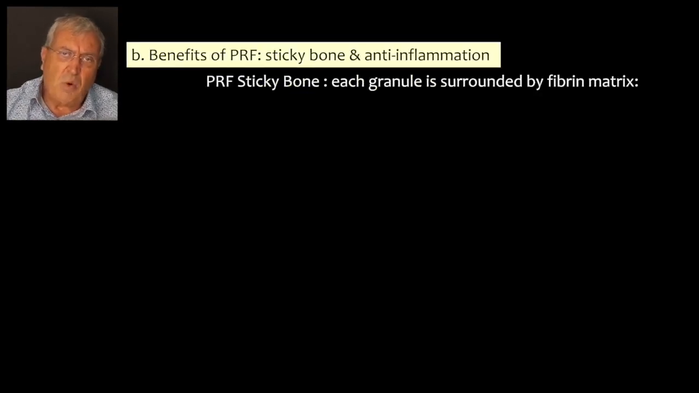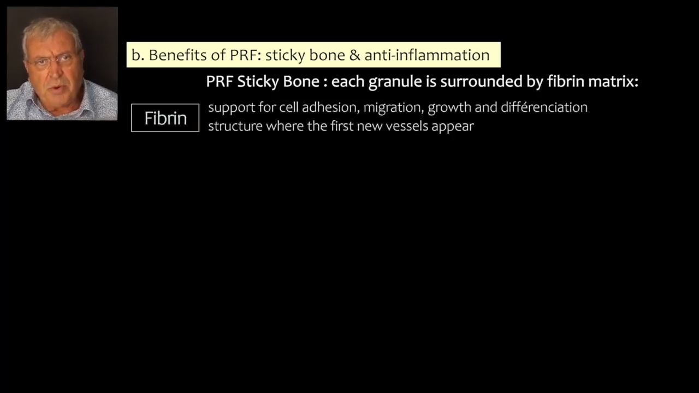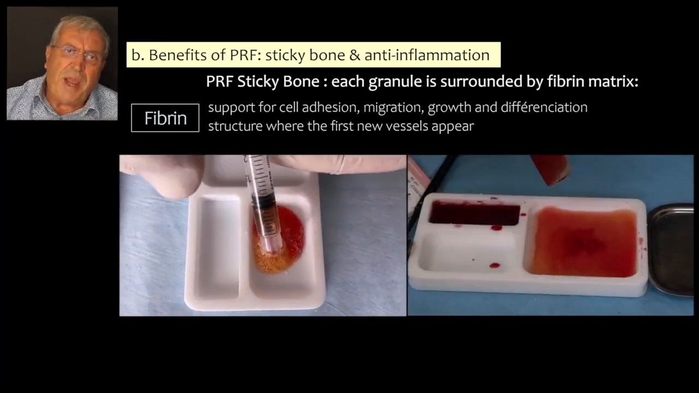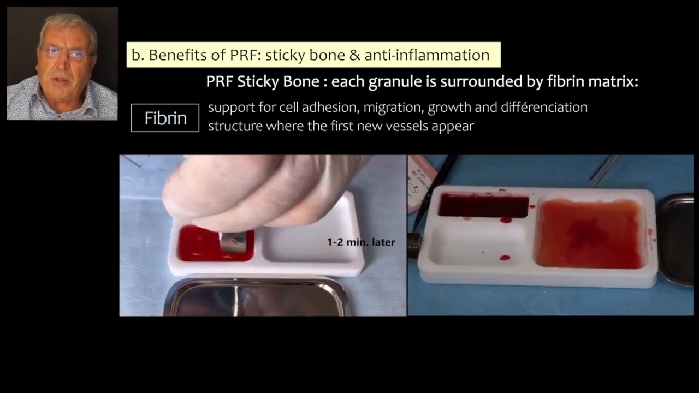Then it allows me to move into the PRF. What is the benefit? The benefit today is the sticky bone first, because each granule is surrounded by fibrin. And we know what is the function of the fibrin. It's the support for cell adhesion, for migration, for growth and differentiation. But it's also the structure where the first new vessels appear. And then today, when we do an augmentation, we have different ways to prepare the sticky bone.